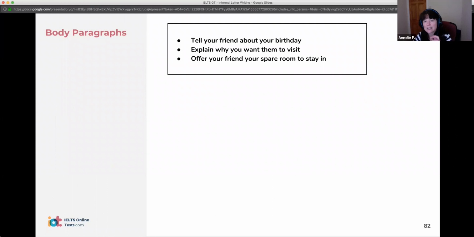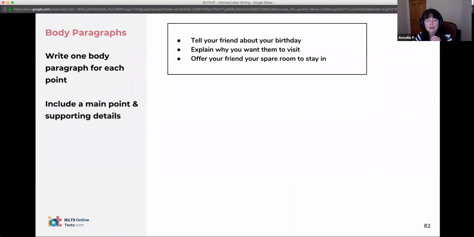So we've got our three bullet points here, and we've already got our ideas for the detail that we're going to put. So we're going to make some paragraphs for each point. Main thing to do, introduce the idea. So right at the beginning of the paragraph, the key information, you're explaining why you're offering, you're telling them about the birthday, and then give some more details. Full supporting evidence is part of the full development of the bullet points, is part of your task achievement. And make sure that you have one paragraph for each point.